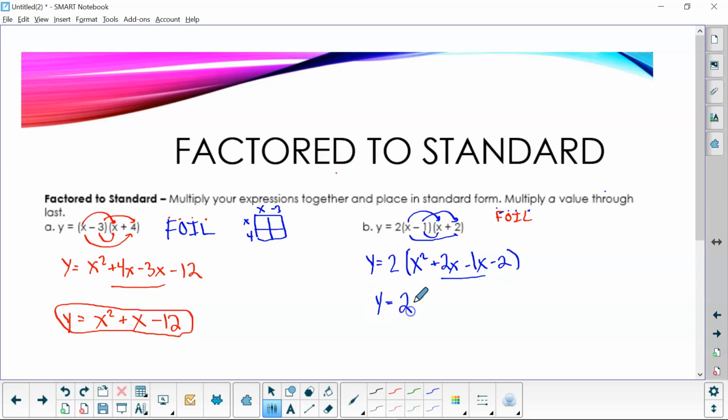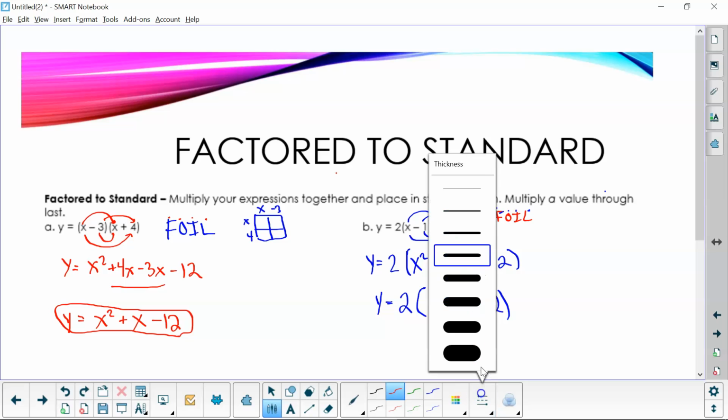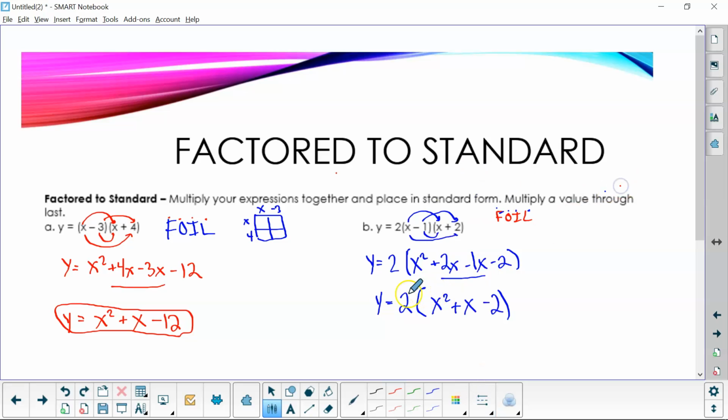So when I come down to the next step, I get y equals 2 times x squared, positive 2 minus 1 leaves me with just x, and then, of course, I have the negative 2 on the end. I have to now distribute my 2 into here.